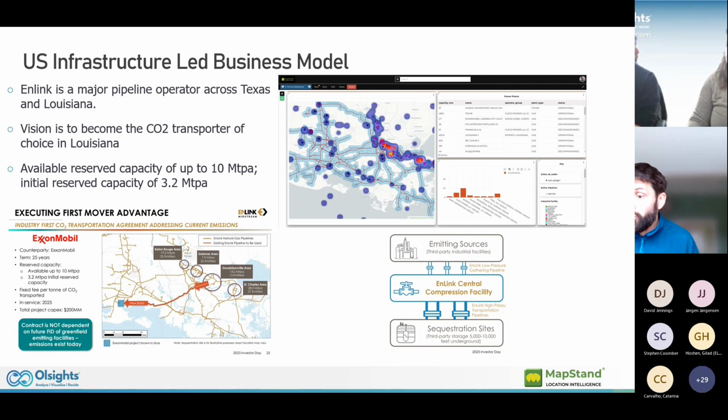EnLink has already contracted out CO2 delivery to the markets, and you can see they really see themselves as having developed a real first mover advantage in developing this business model. The graphic dashboard in the top right is from the Mapstand Hub again, and here we can see their overall pipeline network. What we've done is build a 5 kilometre buffer around their gas pipelines and look at all of the CO2 emitters that sit within that area, and highlighted on the graphics to the right are all of the gas plants.